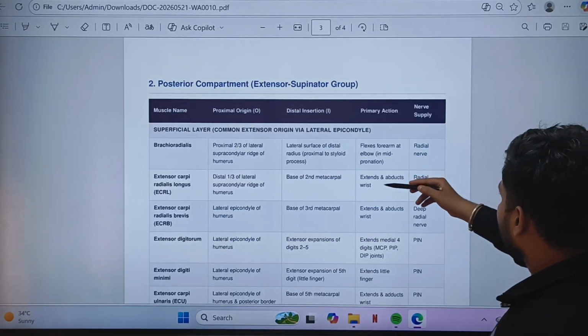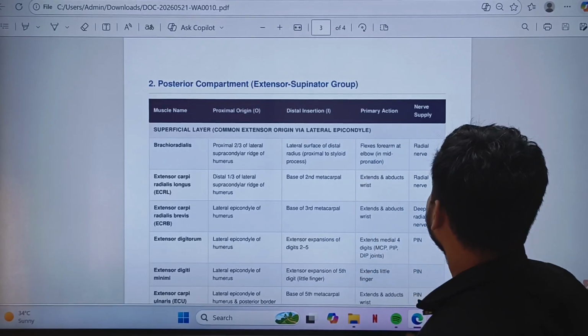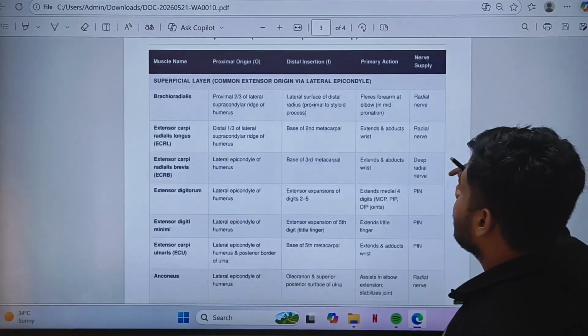Primary action: it flexes, no, it's wrong, it extends. Here the mistake is there, it should be extend. Nerve supply is by the radial nerve.